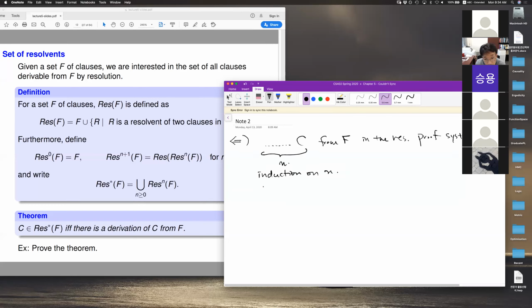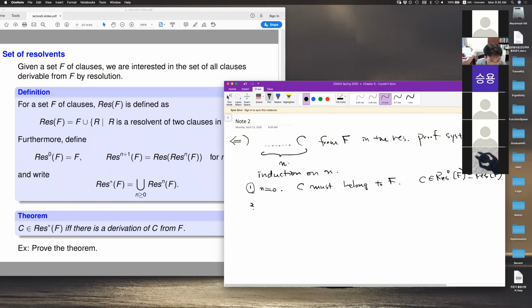Okay, so if n is equal to 0, then C must be an assumption. So that implies that C is in Res 0 of F, which is a subset of Res star of F. There's no problem at all. So that's the base case.